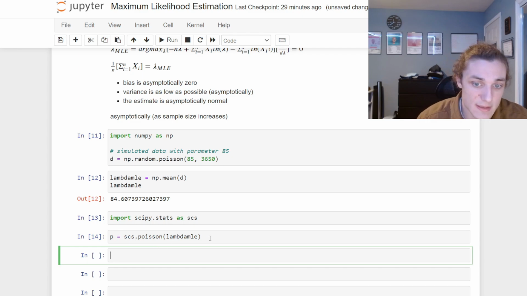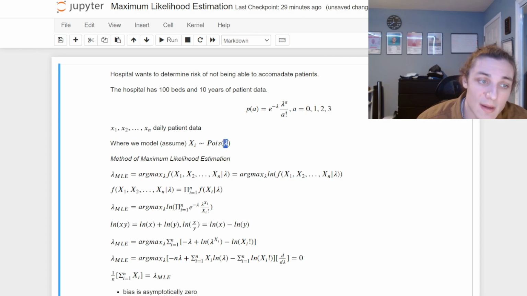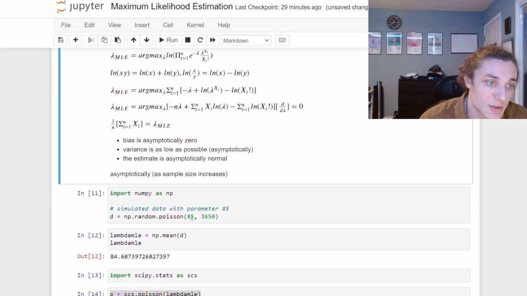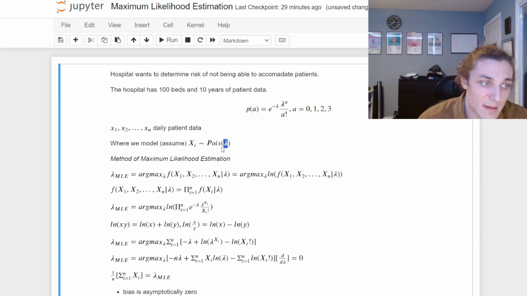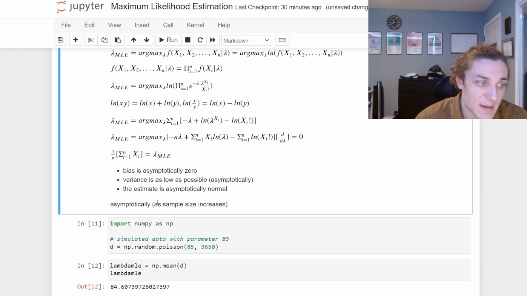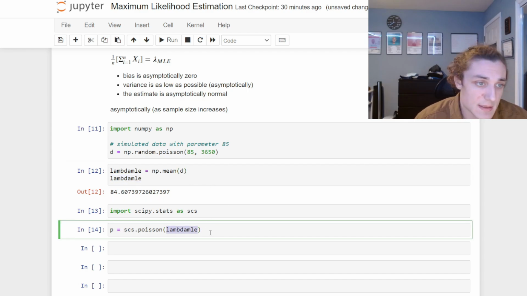Okay, so this is essentially the exact same thing as saying Poisson lambda here. But for lambda, we don't have the population parameter, right? I know in the context of our simulation we have it, but in reality we wouldn't, so we're going to use the MLE to estimate it, and that's what we have here, right? This 84.60. So that's how I parameterize this distribution with that estimate, okay?